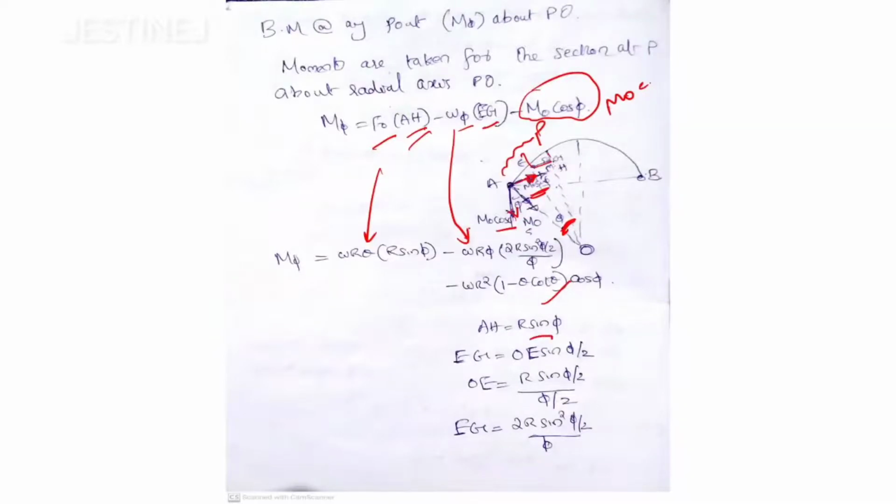You can consider that right angle triangle here, and you will get this R sin phi. Then EG, if you observe this one, is going to be OE sin phi by 2, and this point E represents where the total load is acting. So it is R sin(phi/2) by (phi/2). If you substitute this, EG is going to be 2R sin squared (phi/2) by phi.